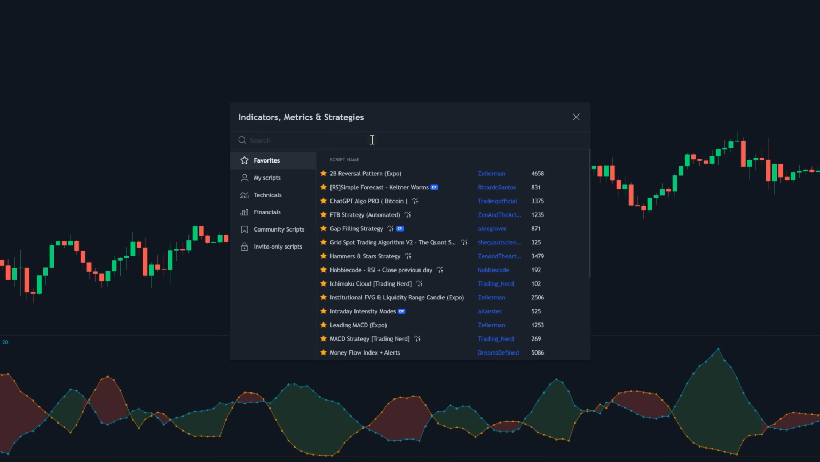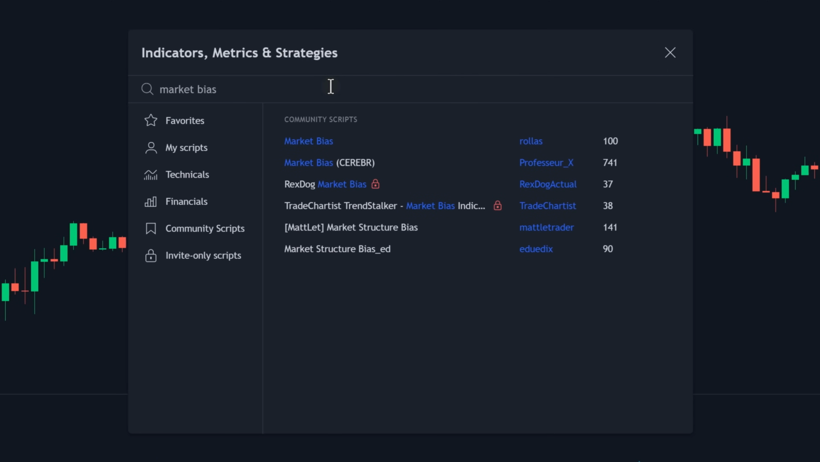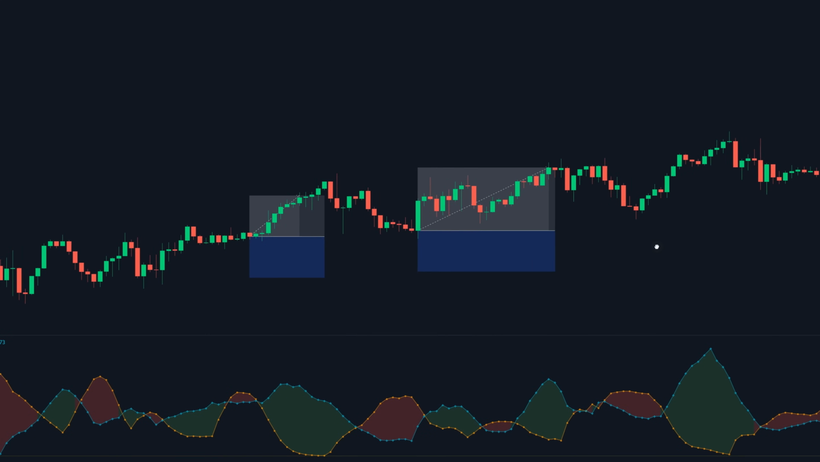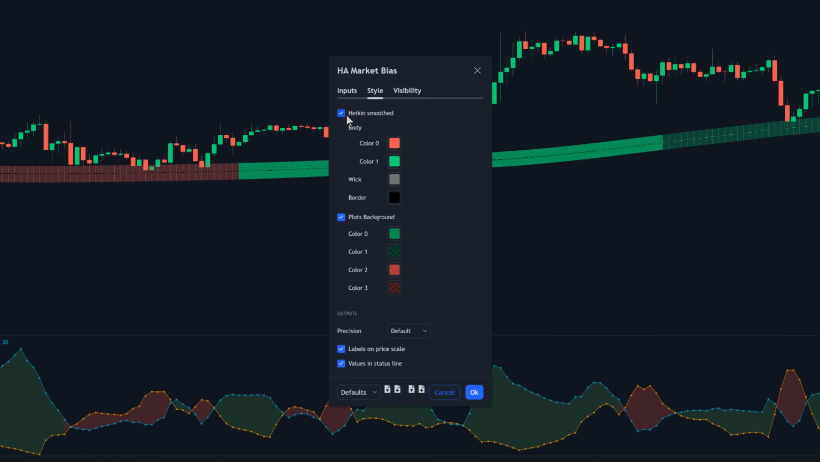Now, let's add one trend filter indicator to the chart. Let's go with one called Market Bias. This one was designed by Professor X. Open the Style tab of the settings and disable the Heiken-Ashi option, and then click OK.